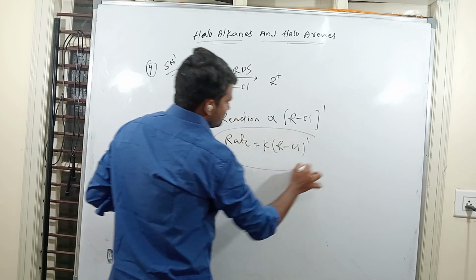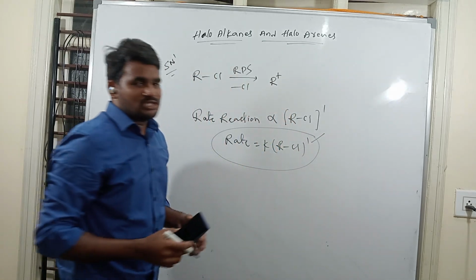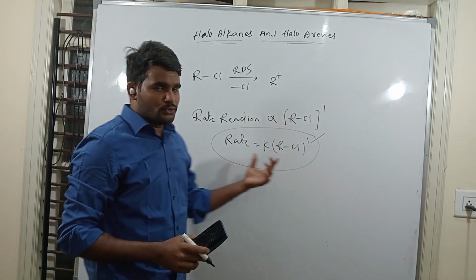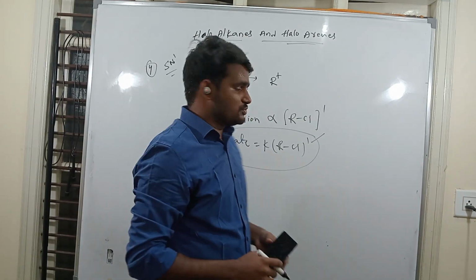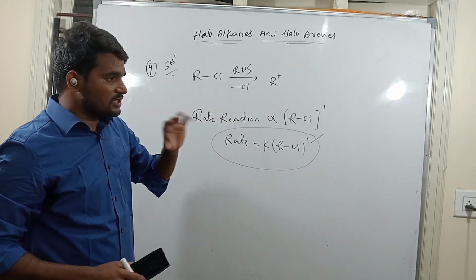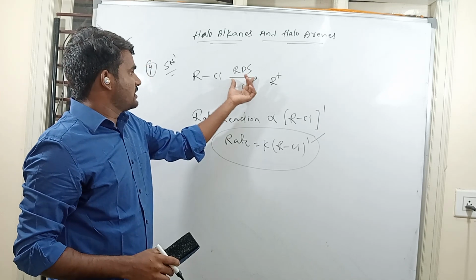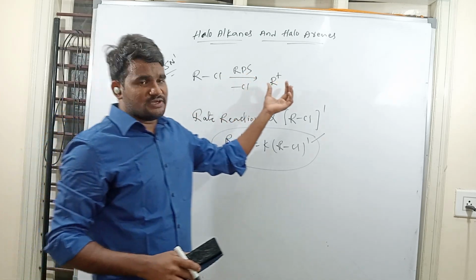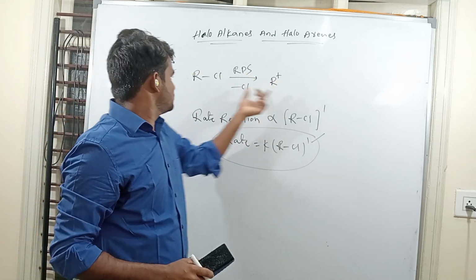What is the order of this reaction? It is 1. One is nothing but unimolecular. That's why it's called unimolecular nucleophilic substitution reaction. The rate always depends on the rate determining step. The rate determining step is nothing but carbocation formation in the SN1 reaction.